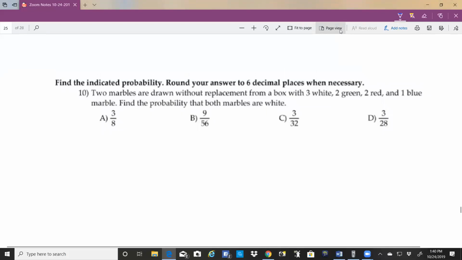2 marbles are drawn without replacement from a box with 3 white, 2 green, 2 red, and 1 blue. Find the probability that both marbles are white. The probability that the first marble is white is 3 out of 8. Be sure to count your marbles correctly now.